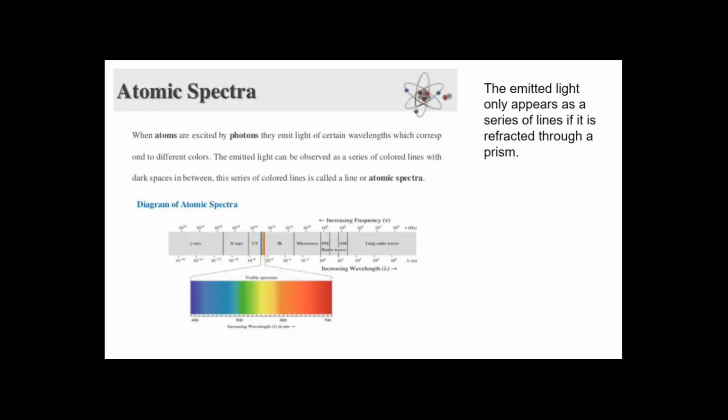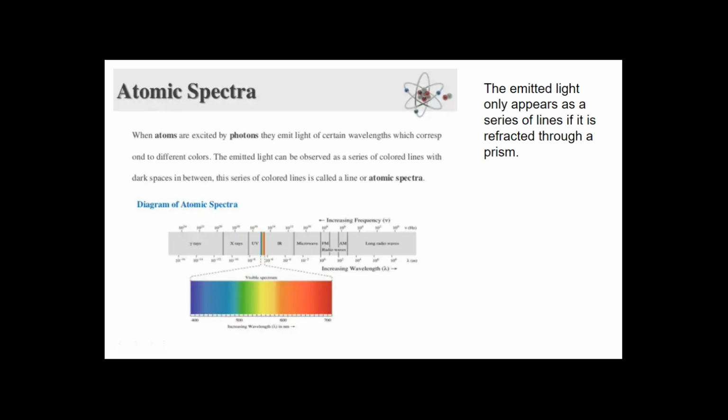It says this: when atoms are excited by photons, or for that matter, you can just simply heat them up, they emit light of certain wavelengths, which correspond to different colors. The emitted light can be observed as a series of colored lines with dark spaces between them. This series of colored lines is called an atomic spectrum. So this top one is an atomic spectrum. Where the lines are, there is light, and between them we have darkness.